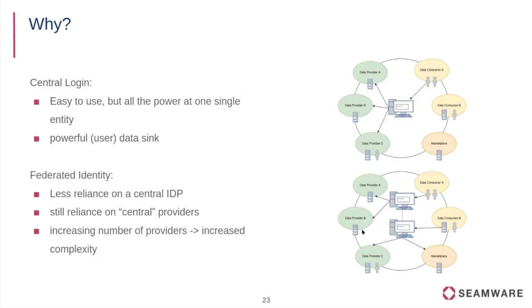We can now talk about federating the identity, obviously, so that we have less reliance on the central IDP. We still rely on the central providers that we have here. We have the issue of increasing complexity with the number of providers, which is always common with such systems. And we have still somewhat given away the sovereignty about our users and about the control that we want to have.